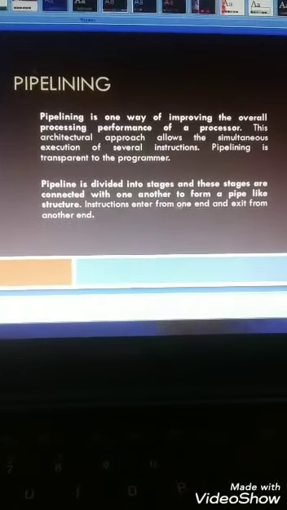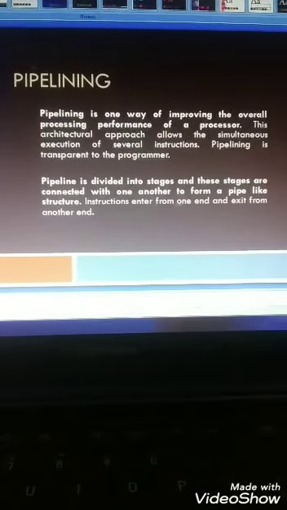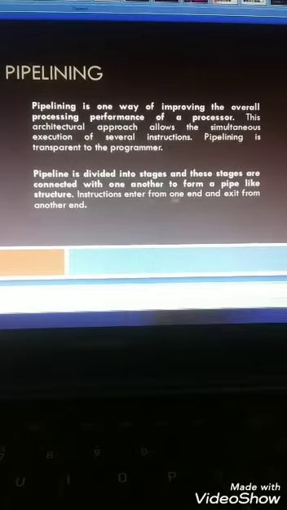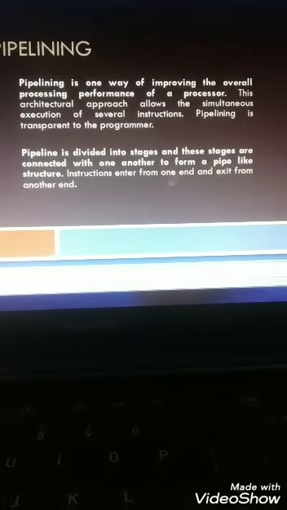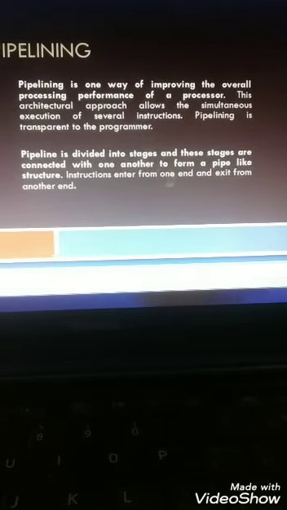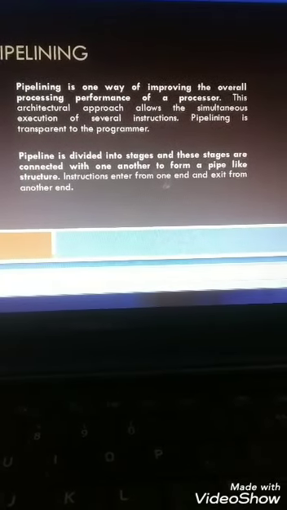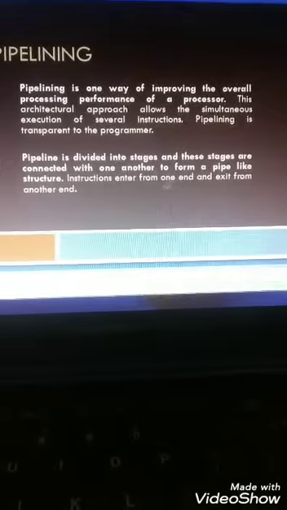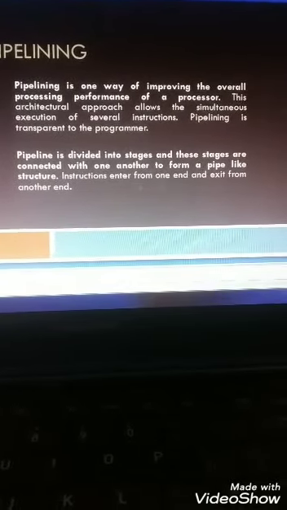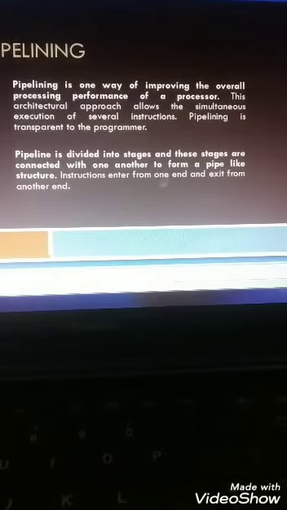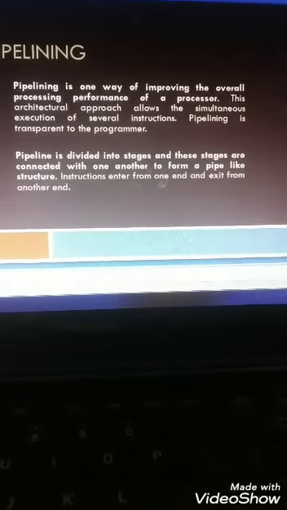First of all, the definition of pipelining. Pipelining is one way of improving the overall processing performance of a processor. It decomposes a sequential process into several subprocesses called stages or segments. It means many tasks are performed simultaneously, and it enhances the speed of a processor.